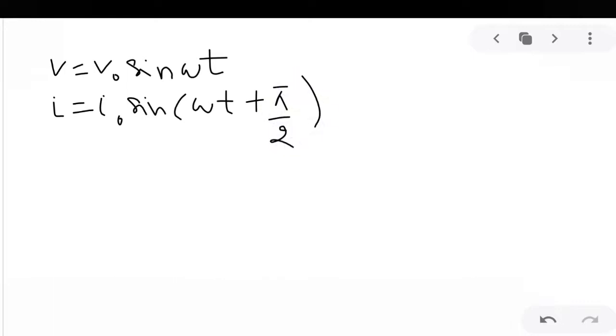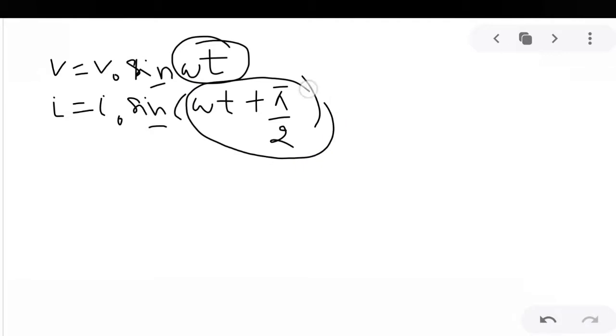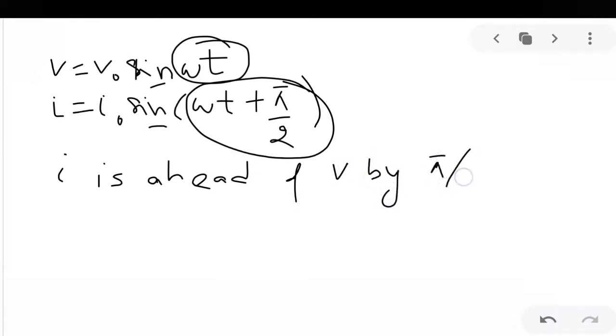Okay, so that means the phase difference, see I already told you, if you have to compare the phase, the trigonometric terms should be the same. So here you have sine, here you have sine. So when the trigonometric terms are the same, you can directly compare the phase. Here the phase is omega t, here the phase is omega t plus pi by 2. So that means current is ahead of voltage. Current I is ahead of voltage V by a phase angle of pi by 2.